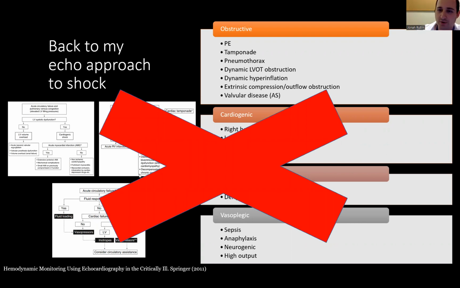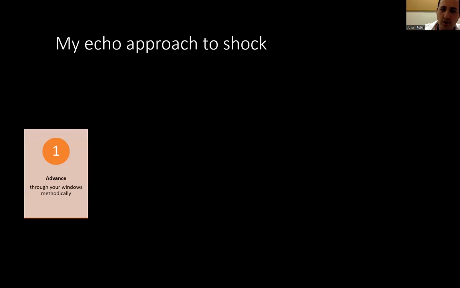And so my approach to undifferentiated shock on echo is actually quite intuitive and not rocket science, but I'll just share it, which is you first have to advance through all your windows methodically, right? We spent a lot of this year going through all the basic 5 windows that you might be seeing. You go from your parasternal long axis, your parasternal short, et cetera. We'll review them briefly in just a moment. You have to advance through all your windows methodically.